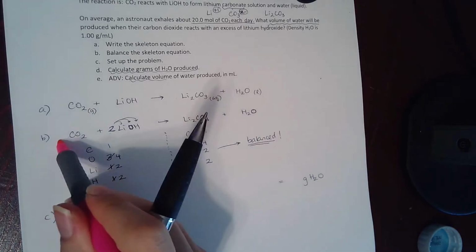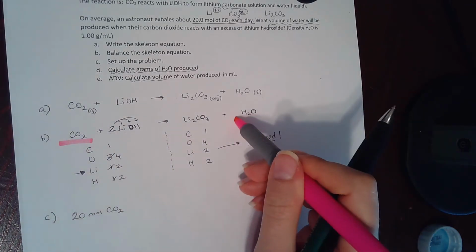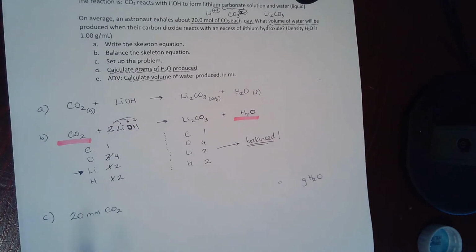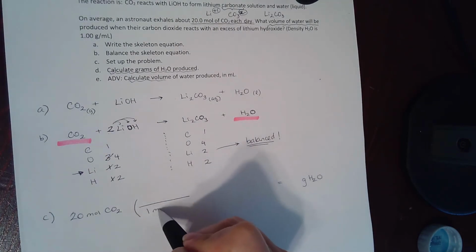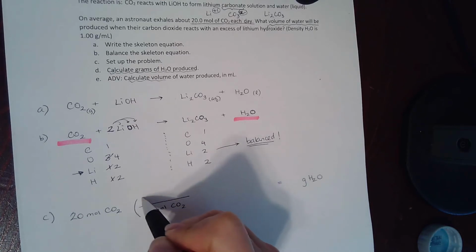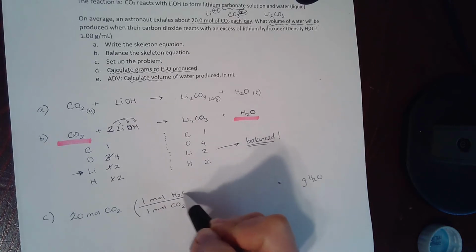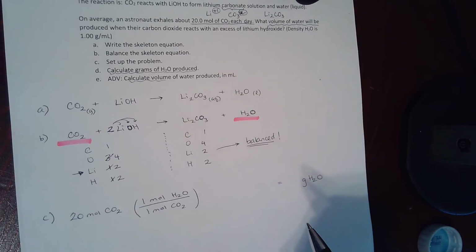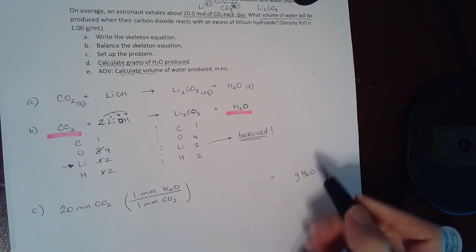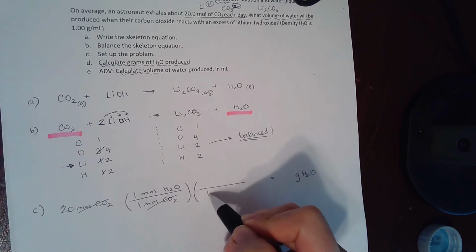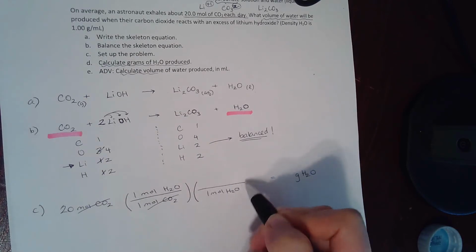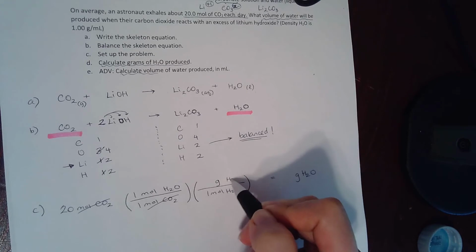Well, in our equation, what do we see? We see that 1 mole of CO2 gives 1 mole of water. So that should be pretty straightforward. Every 1 mole of carbon dioxide yields 1 mole of water. Not a lot of math to do there. But what about how many grams of water? Well, let's calculate that. How many grams are in 1 mole of water?